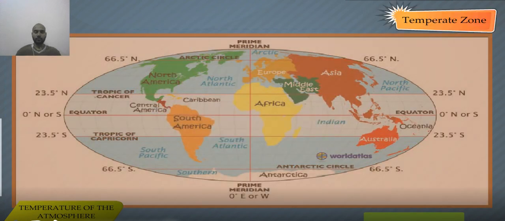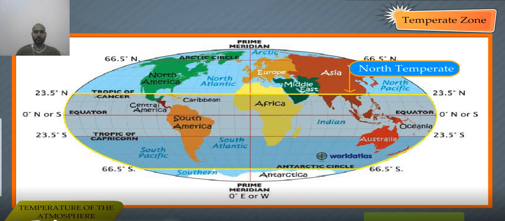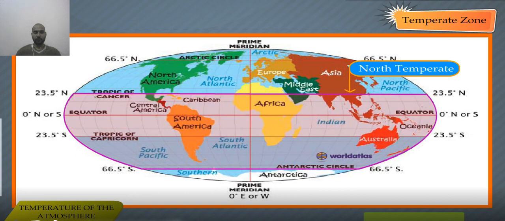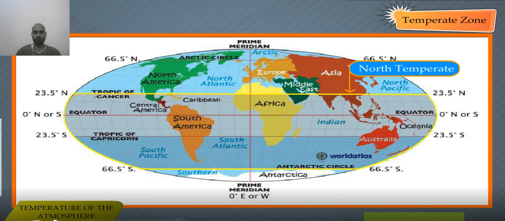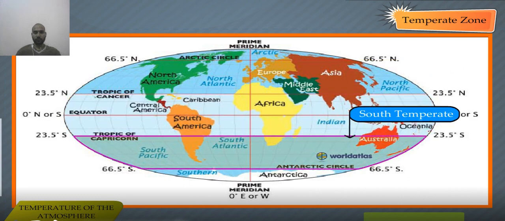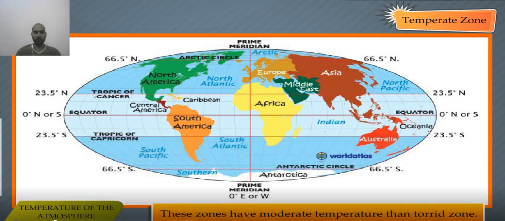Temperate zone. The location of North Temperate Zone is between the Tropic of Cancer, 23.5 degree north, and the Arctic Circle, 66.5 degree north. The location of South Temperate Zone is between the Tropic of Capricorn, that is 23.5 degree south, and the Antarctic Circle, that is 66.5 degree south. These zones have moderate temperature than Torrid Zone.